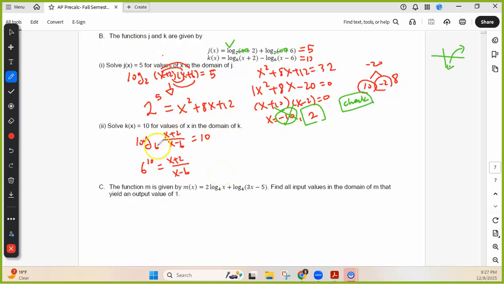So what is 6 to the 10th power? It's going to be a humongous number. 60466176, I think, is equal to (x plus 2) over (x minus 6). I'm going to multiply x minus 6 to both sides. You know what? Look at the key. Okay, multiply x minus 6 to both sides.